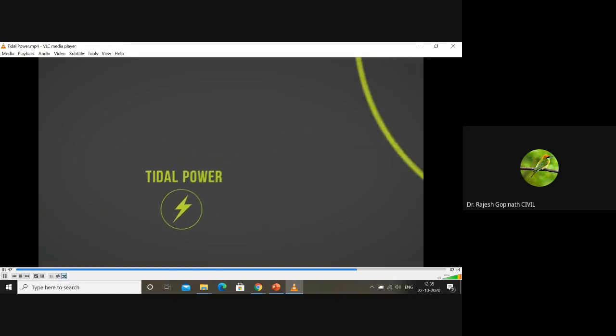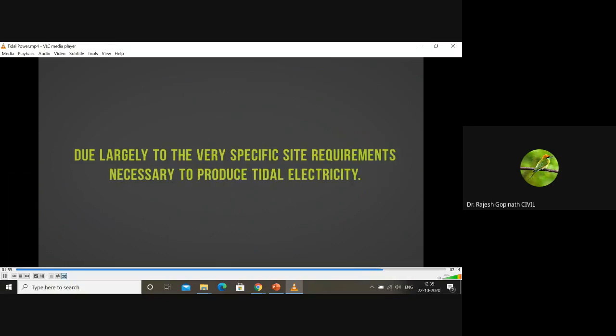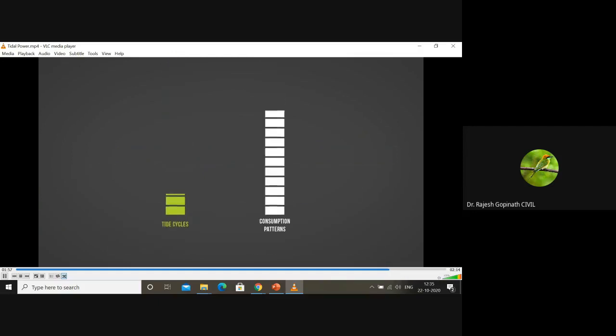However, adoption of tidal technologies has been slow, and so far, the amount of power generated using tidal power plants is very small. This is due largely to the very specific site requirements necessary to produce tidal electricity. Additionally, tide cycles do not always match the daily consumption patterns of electricity, and therefore do not provide sufficient capacity to satisfy demand. That's tidal power.